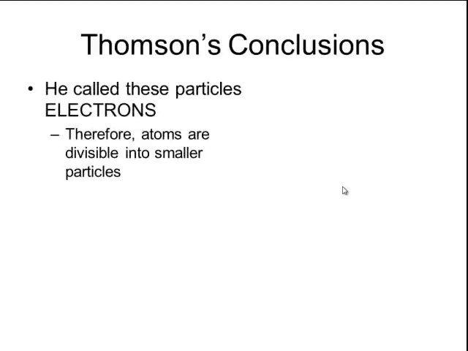So from his experiments with the cathode ray tubes, Thomson was able to conclude several different things. First, he called those negative particles electrons. And so therefore, we revised Dalton's atomic theory, because now we begin to understand that atoms can actually be divided into smaller parts.